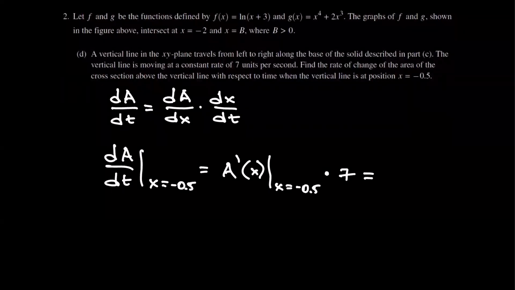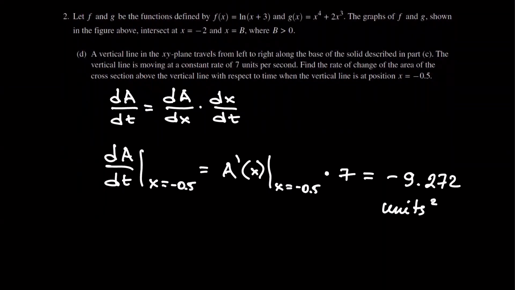And so as we just saw, this is equal to negative 9.272. And this is in square units per second. So what this means is that the area of the cross-section above the line is changing at the rate of negative 9.272 square units per second.